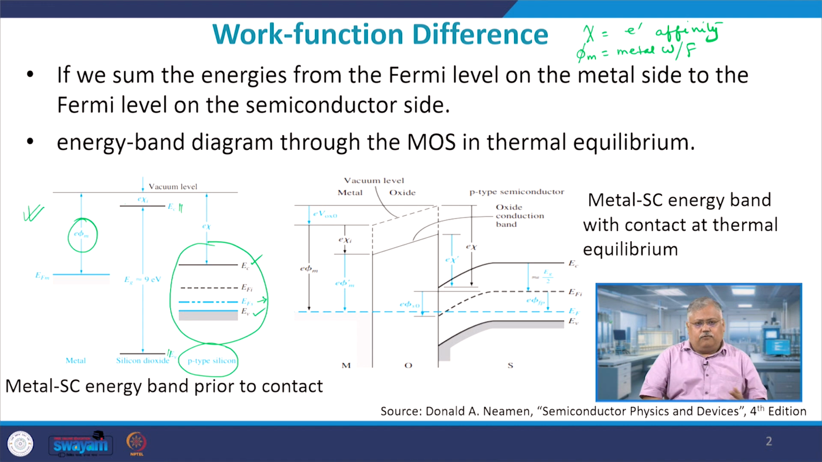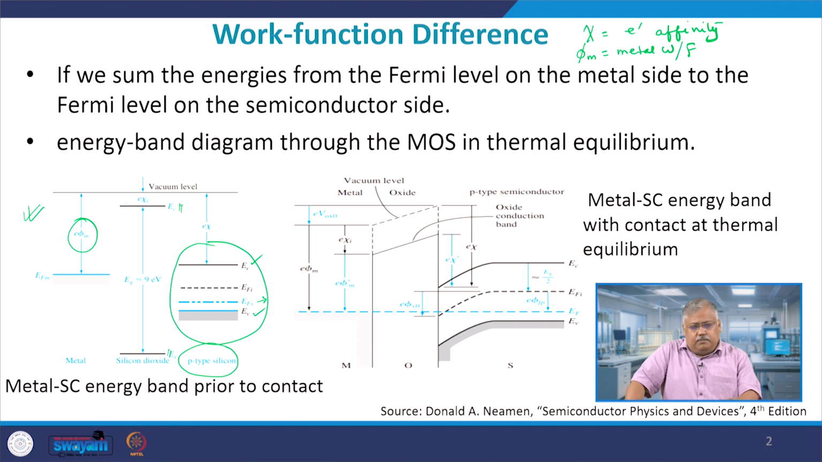So, we have learned 3 or 4 important points. Chi is basically the one which goes from the conduction band edge of the semiconductor to the vacuum level. Phi m is basically the work function, which implies the amount of energy required to move from the Fermi level edge to the vacuum level in the metal.